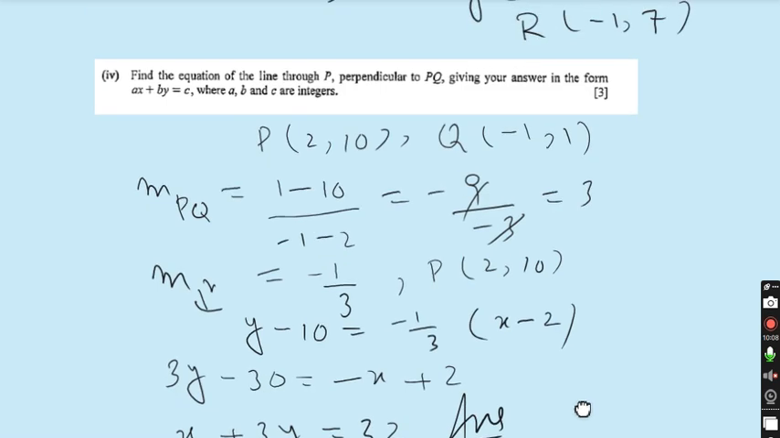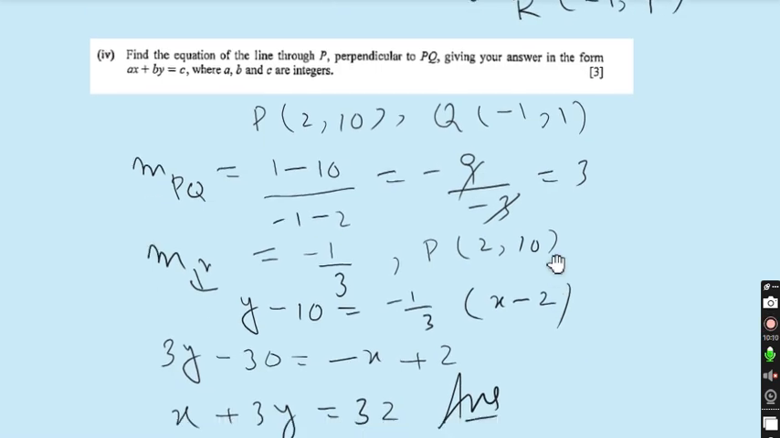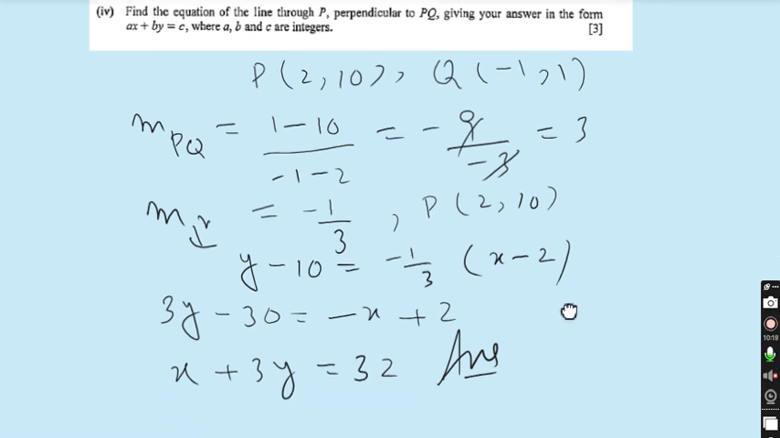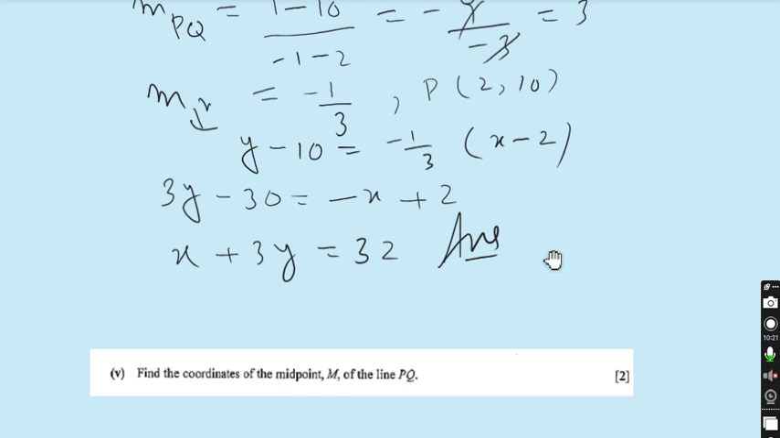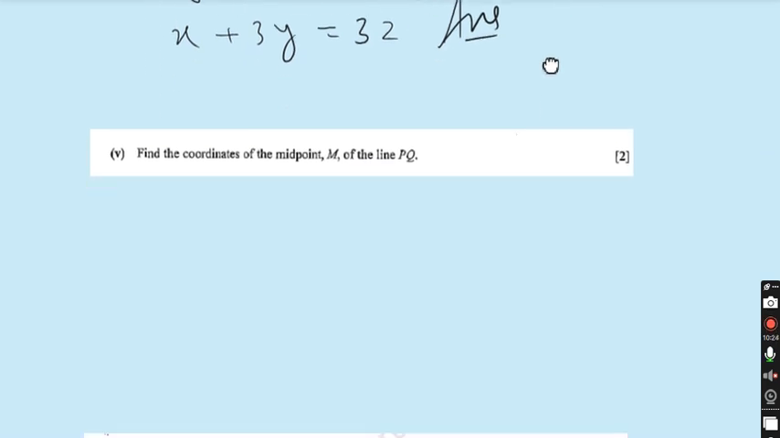The requirement of the question is: find the equation of the line through P perpendicular to PQ, giving your answer in the form of ax plus by is equal to c, where a, b and c are constants. So this is the requirement. x plus 3y is equal to 32.